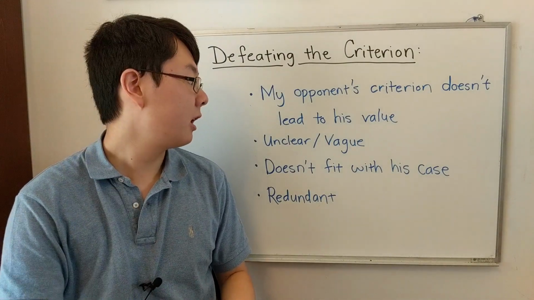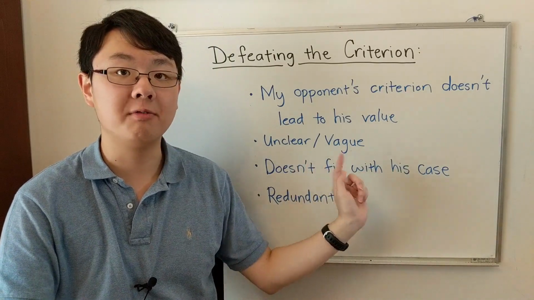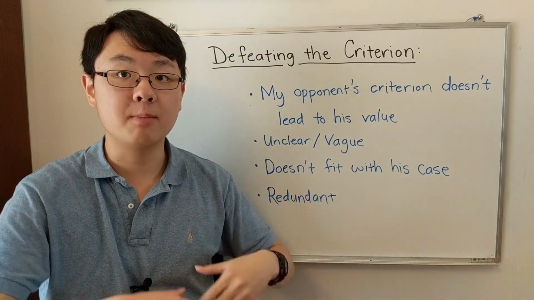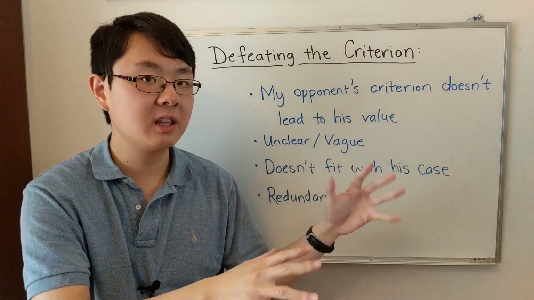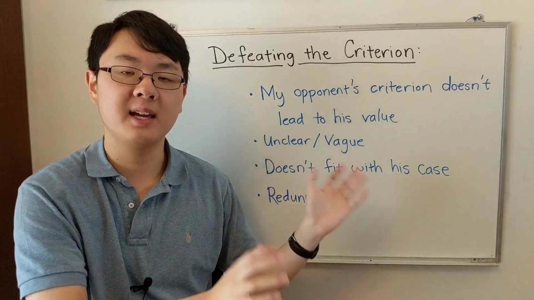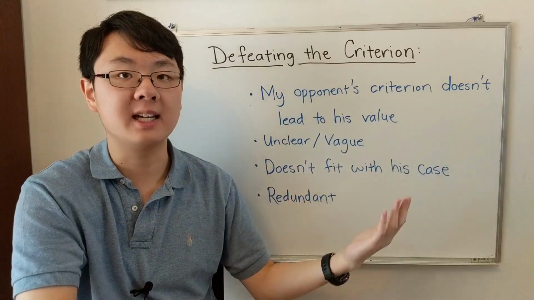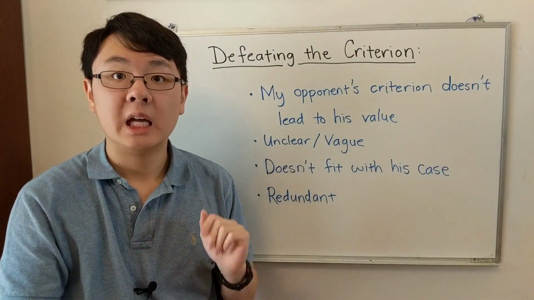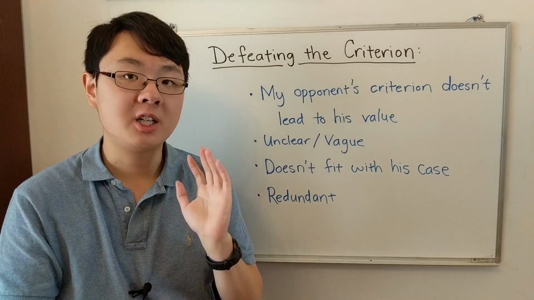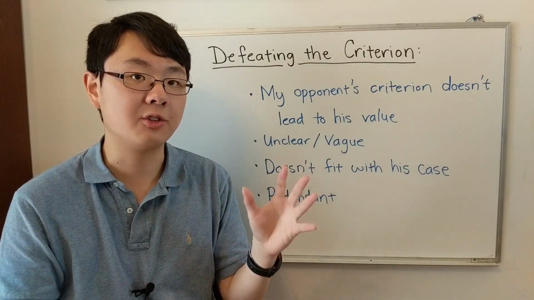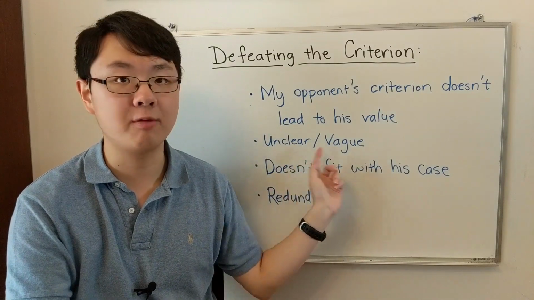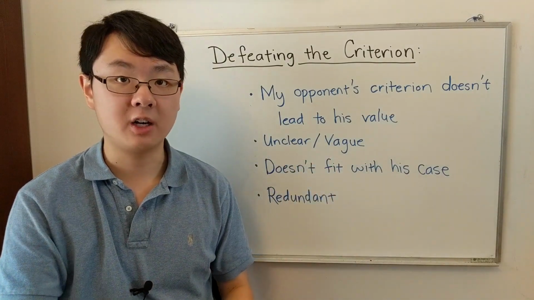The second thing you can argue is that the criterion is unclear or vague. The purpose of the criterion is to make the value more clear and concrete. Now, it's okay if the value is vague. The value is supposed to be vague. It's supposed to be an abstract noun, just this general idea. The value is supposed to be vague to some degree. If the criterion is vague, you have a problem. The criterion is supposed to be clear and concrete. So you can point out the criterion is unclear or vague. It's not a good criterion.